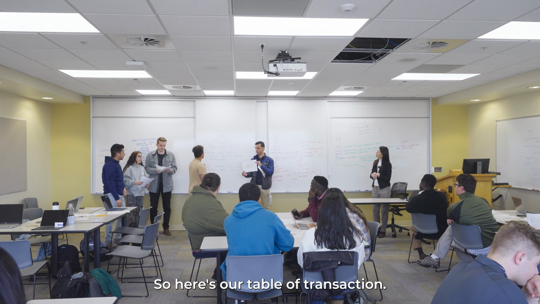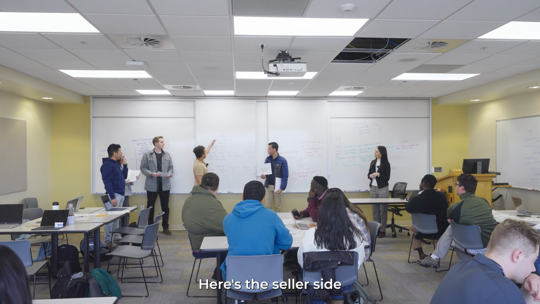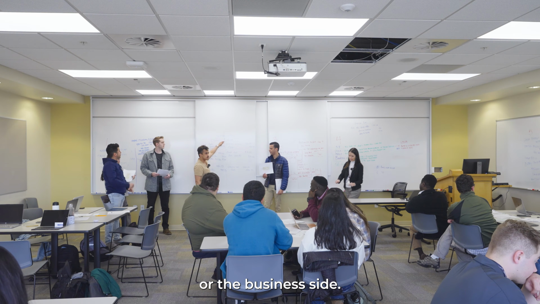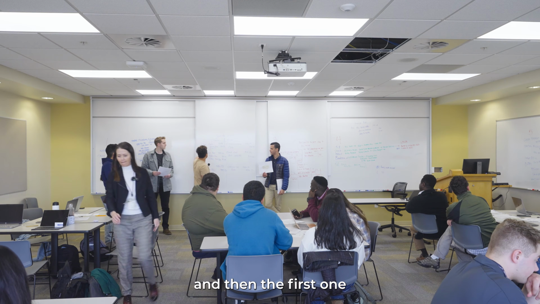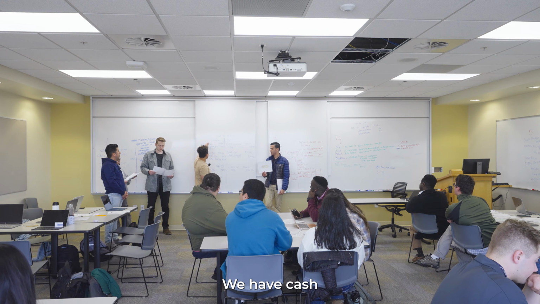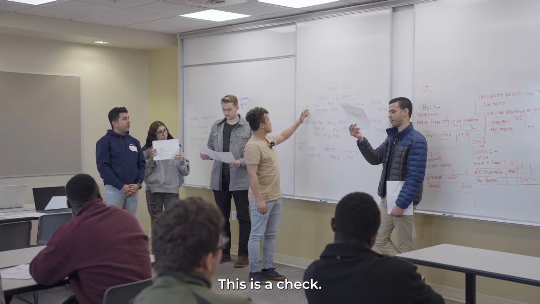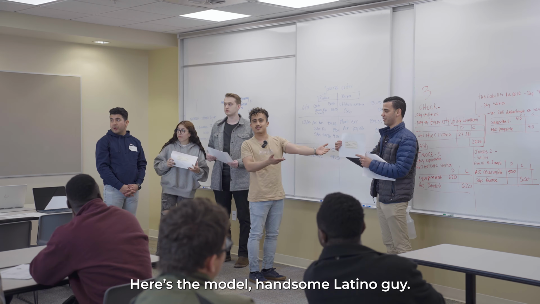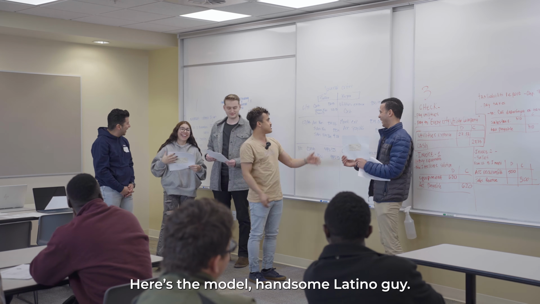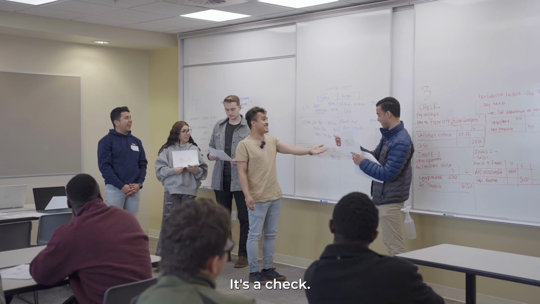So here's our table of transactions. Here's the seller side or the business side. Well, they're both businesses, but here's the buyer side. And then the first one from the seller side, we have cash of 145. This is a check. You should quiz them and say, guess what we have. Here's the model, handsome Latino guy. What is it? It's a check.